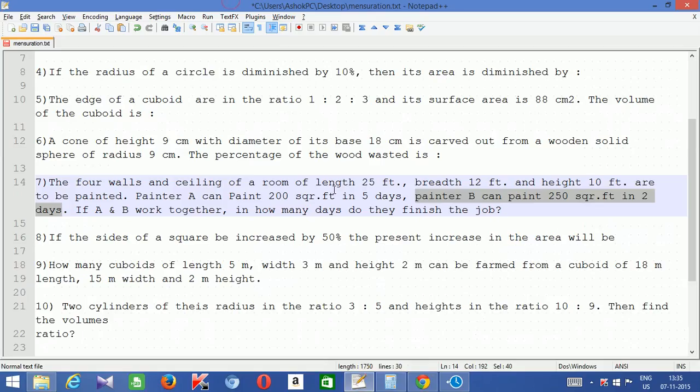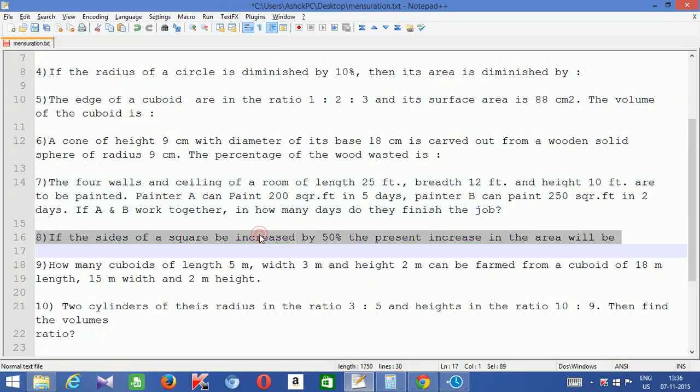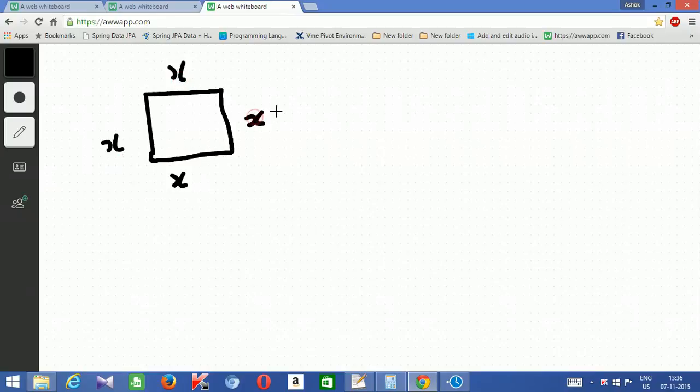Now let us move to the next question. If the sides of a square are increased by 50%, find the percentage increase in the area. So you have a square. Let the original side be x. The original area of the square is x square, x into x.